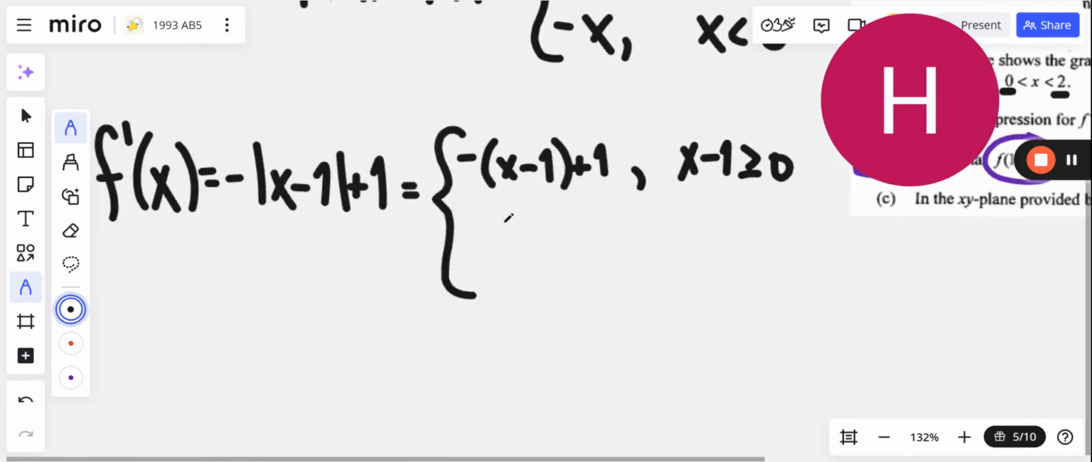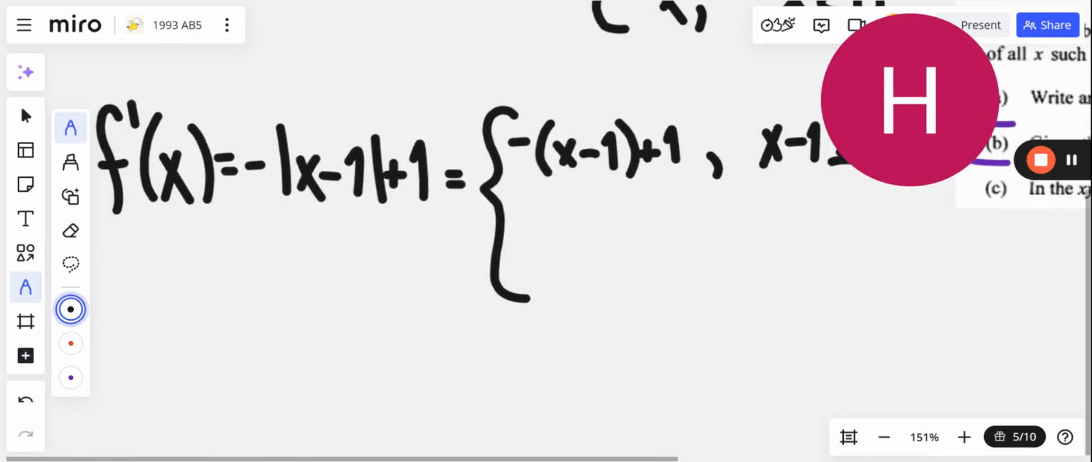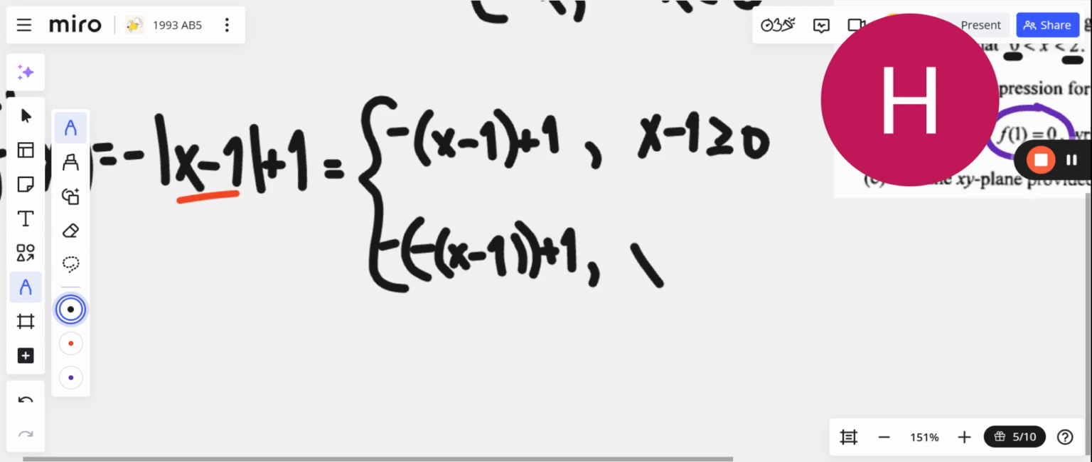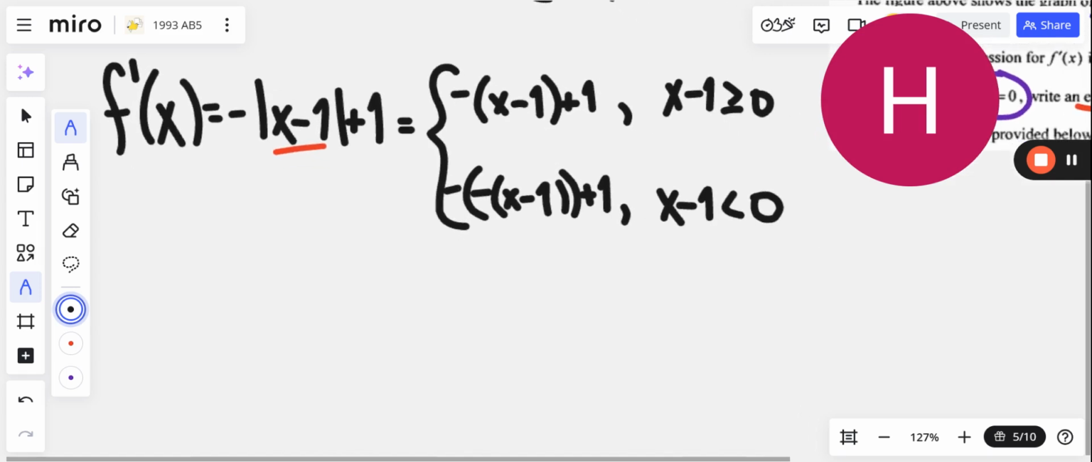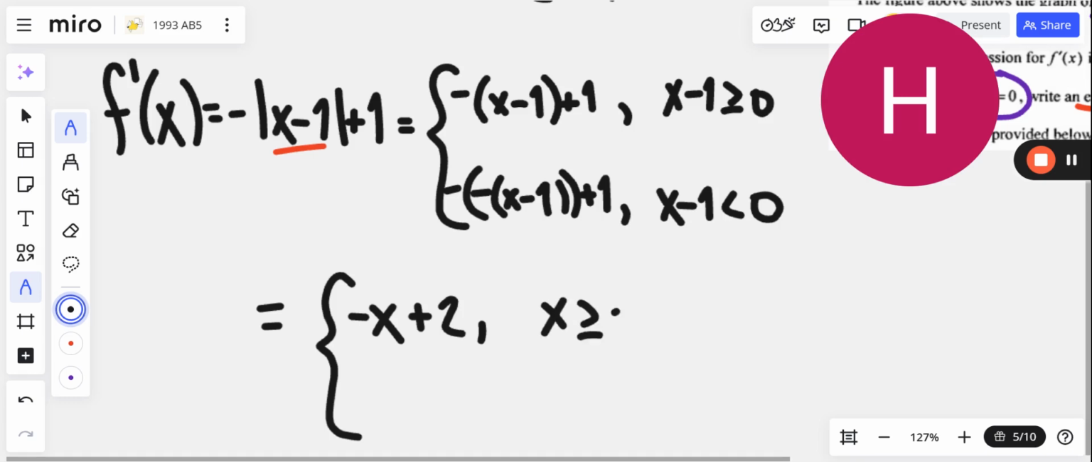And hold on to your hats, because this is going to be negative, and then the inside of the absolute value gets flipped, which means we have negative. That happens whenever the inside actually gets flipped, which means the inside x minus 1 is less than 0. Okay, so now we're about to have a pretty nice description for the derivative. Let's simplify things a little bit. That means this is negative x plus 1 plus 1, and this is whenever x is greater than or equal to 1.